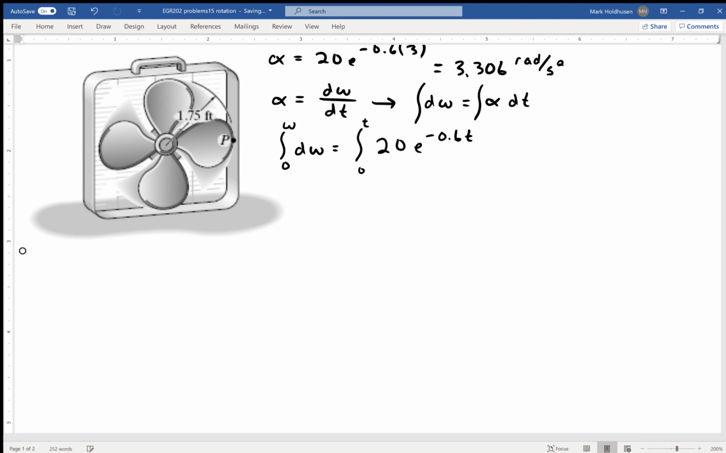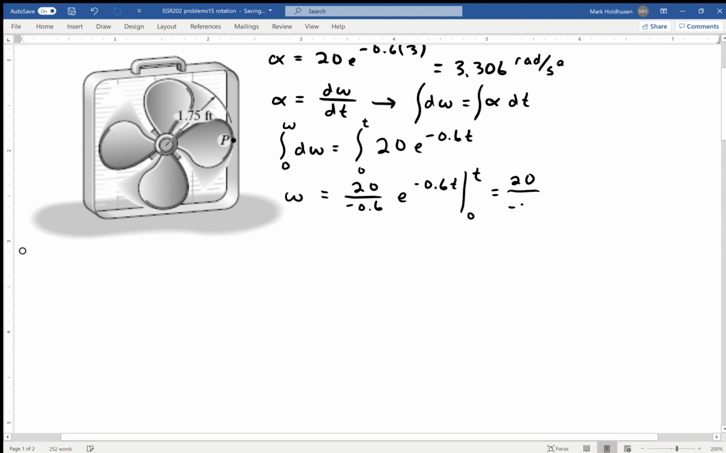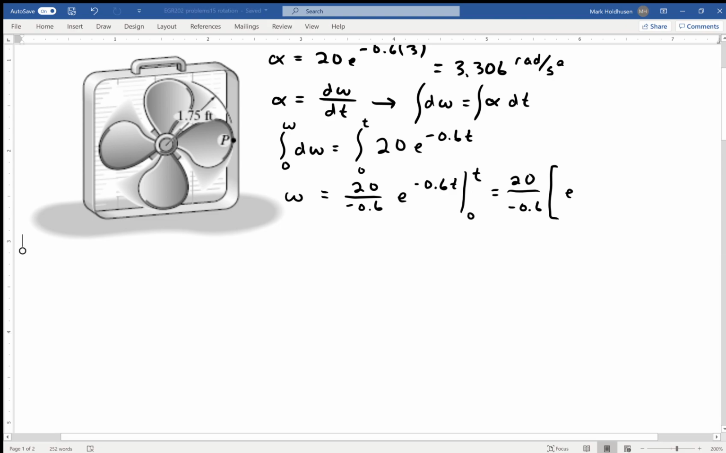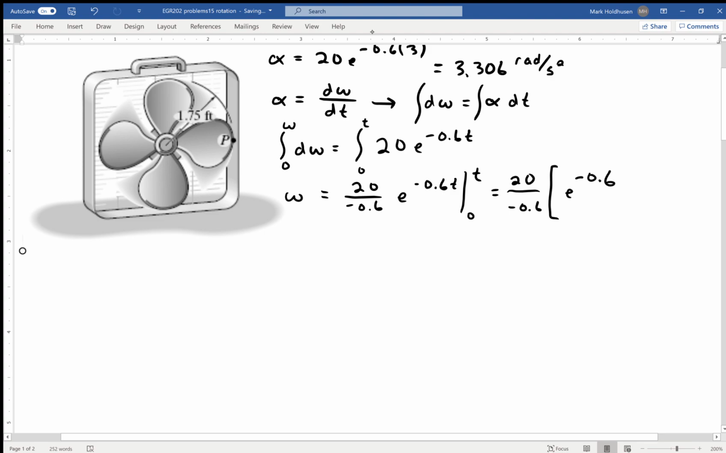So we just integrate both sides. The integral of the left side is very simply omega. The integral of the right side then becomes 20 over negative 0.6 e to the negative 0.6 t. Okay, and again, I'm going to do that from 0 up to t, recognizing that when I plug in 0, it doesn't actually go to 0, it goes to 1. So that's going to be 20 divided by negative 0.6 times the quantity e to the negative 0.6 t minus 1, like so.